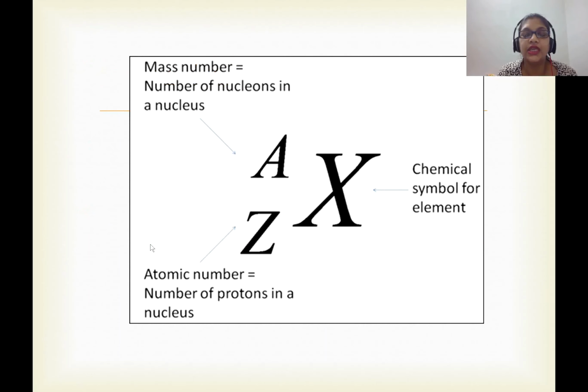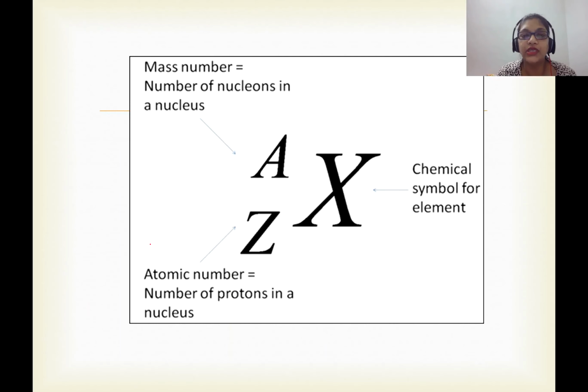Now, how do we represent the symbolic representation of any atom if we know the element? Suppose this X, there is a different representation for each element, like oxygen is O, hydrogen is H, carbon is C. So if we know the chemical symbol of the element, here it is represented as X. Now the superscript, you can see, is Z.